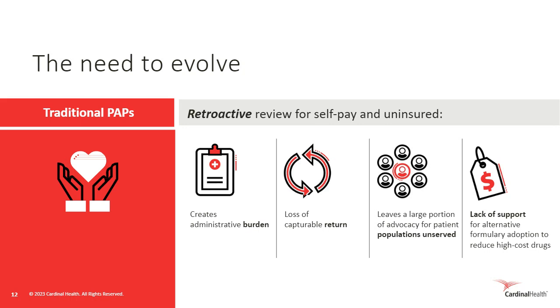There was no support for alternative formulary adoption to reduce the high cost of drugs. And what may have previously been a slam dunk for PAP is now a miss. Once the claims are rejected, that rinse and repeat starts. The 5 to 7 retouches start. There's an increase in administrative burden and the loss of capturable return.